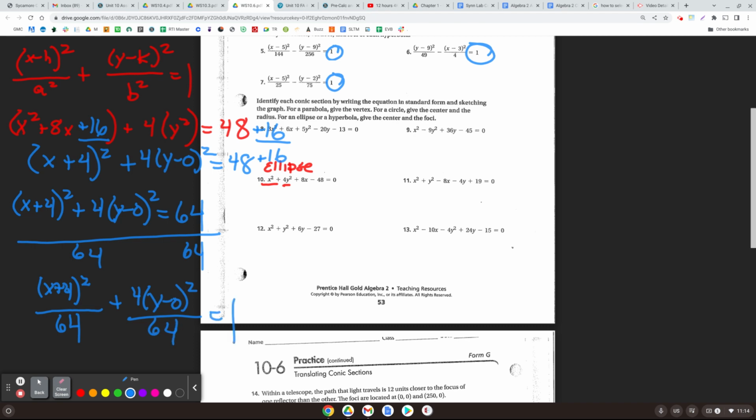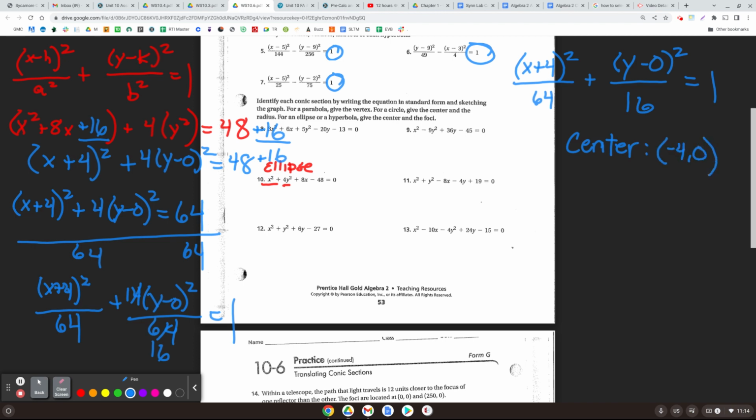Well, we're close, but 4 64ths, this is reducible. That's 1 over 16. So our final answer is going to be x plus 4 squared over 64 plus y minus 0 squared over 16 equals 1. So now I know that it is an ellipse. The center is negative 4 comma 0.